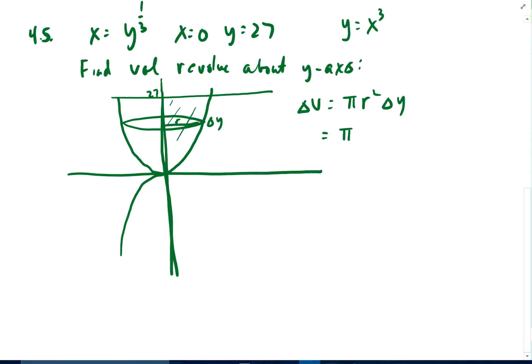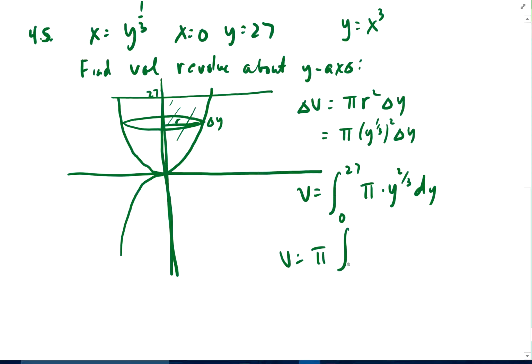So it'd be pi, and then the radius is how far is that? That's x units, which is y to the 1/3 squared times delta y. So the volume is going to be, I want to add up all the disks from 0 up to 27, pi times y to the 2/3 dy. So that's going to be pi times, we can do this all together, y to the add 1, 2/3 plus 3/3 is 5/3 divided by 5/3 from 0 to 27, and then you can do the rest from there. And if you do that, you should get 729 if you simplify it over 5 pi.